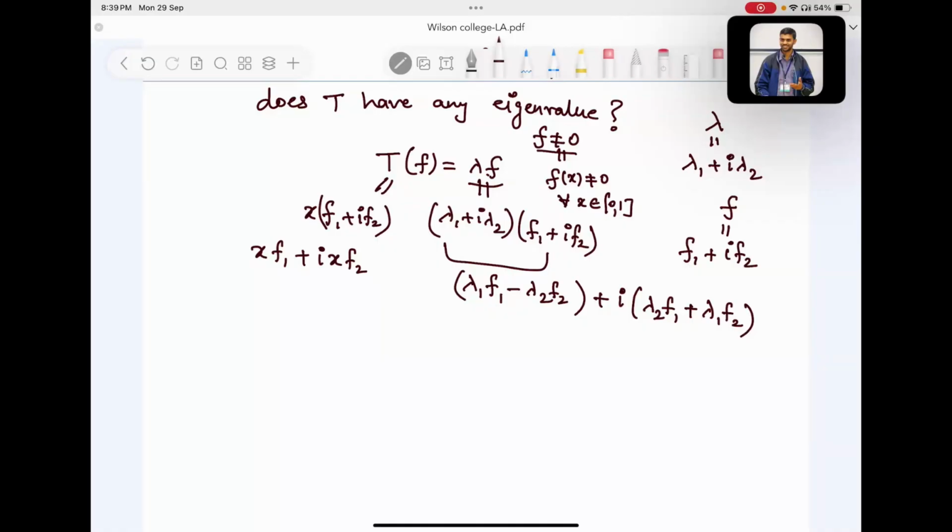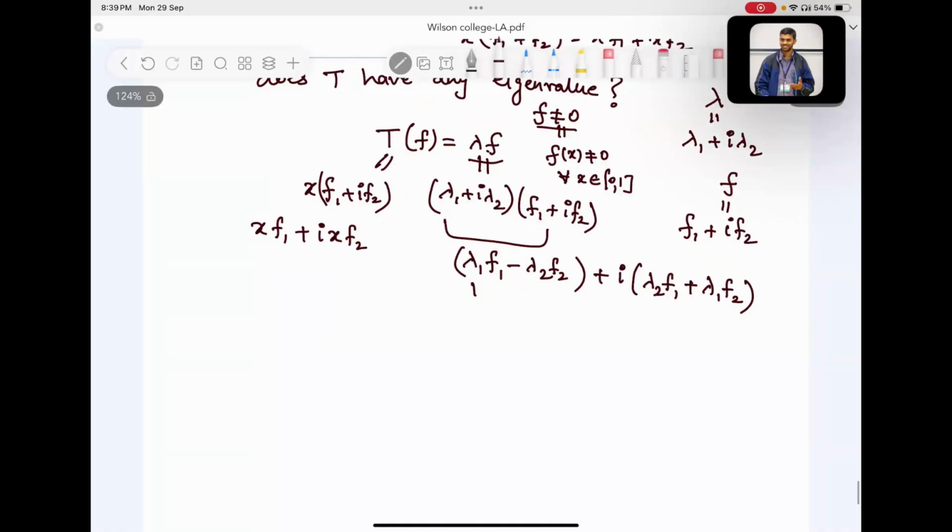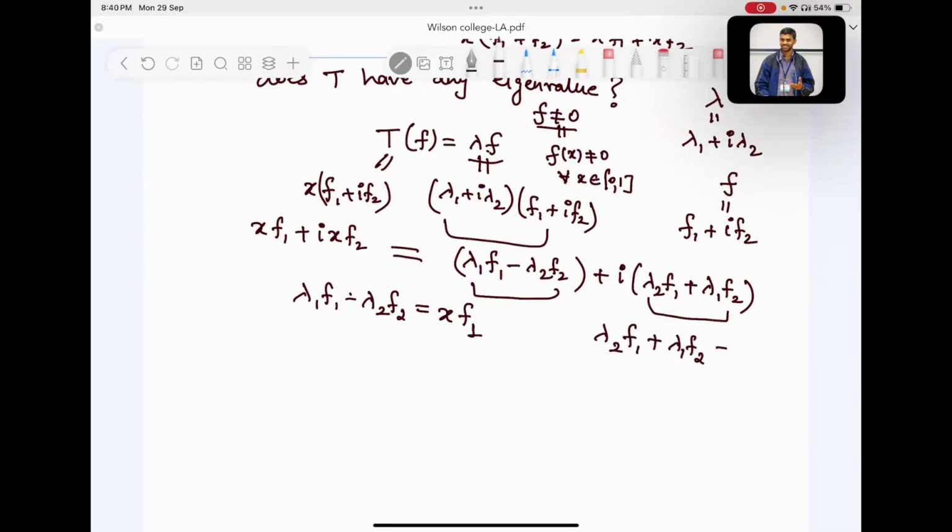Right. Now this is the real part, this is the complex part, and these two things are equal. So lambda 1 f1 minus lambda 2 f2 will be equal to x into f1. Similarly, lambda 2 f1 plus lambda 1 f2 is equal to x into f2. Compare the real and complex parts.